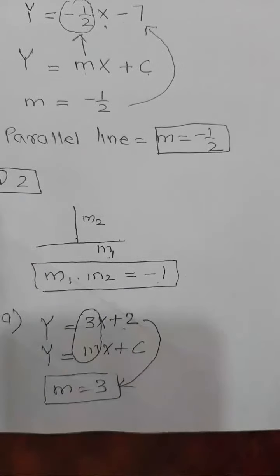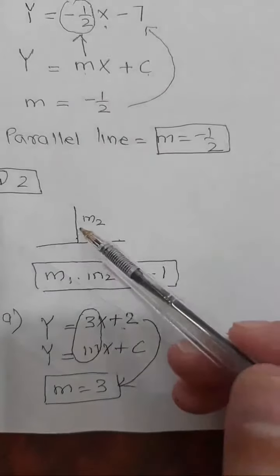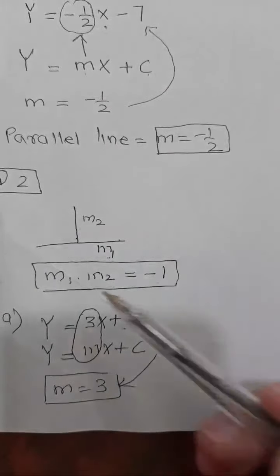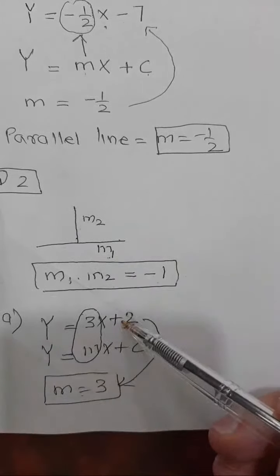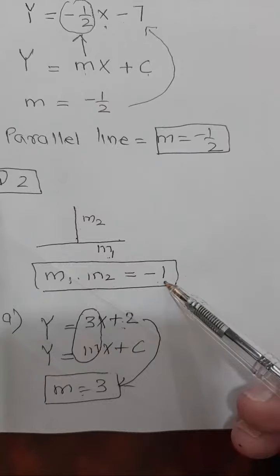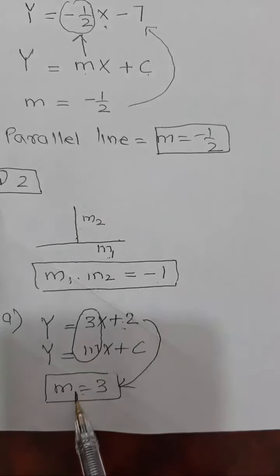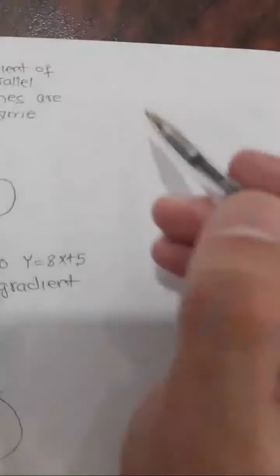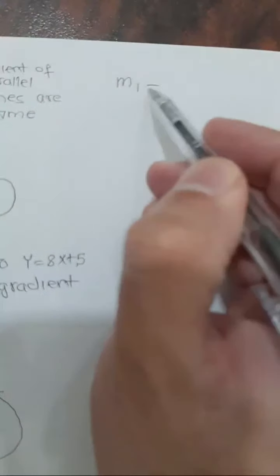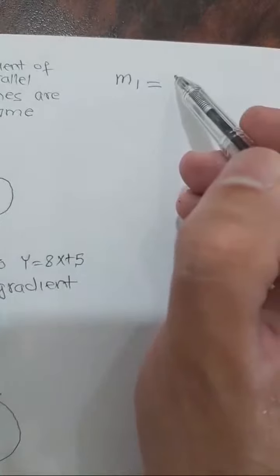What about the perpendicular line? As I have told, if you multiply the gradient of this line and the perpendicular line, their product must be equal to -1. So let's take it m1, and m2 is the gradient of the perpendicular line. Just write it over here. m1, the gradient of the given line as we have obtained, is 3.